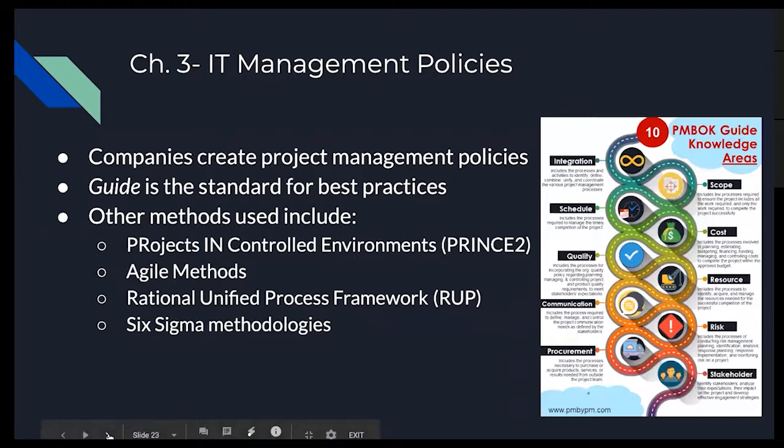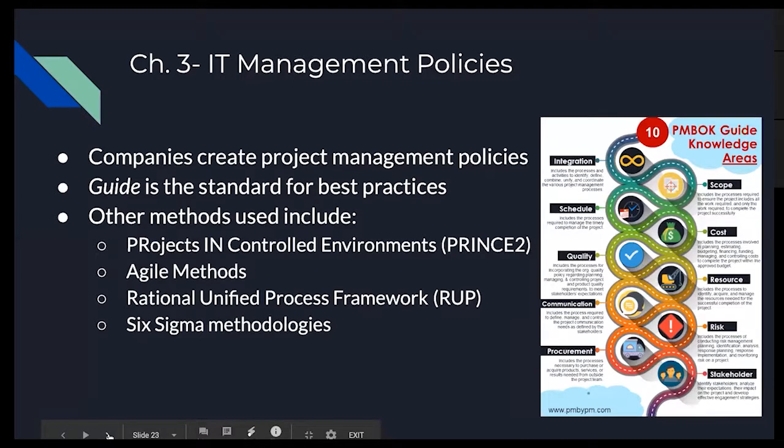Another thing is going to be IT management policies. This is, again, we're talking IT projects. You have to have policies put in place to actually make sure that things run as smooth as possible. So companies make their own policies because none of these projects are going to be the same. None of them are going to fit the same bill. You're going to have things that can work on both ends. So that's where this comes in.